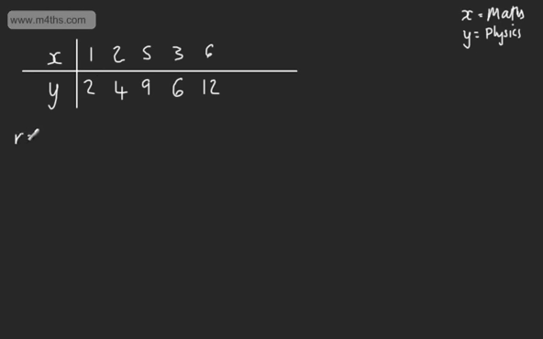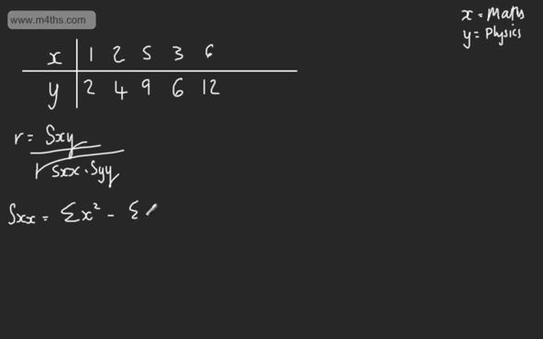So let's say r is going to be Sxy over the square root of Sxx multiplied by Syy. So let's calculate each of these. Now this is quite taxing, and I strongly suggest that you store the values on the calculator as you go. So let's first work out Sxx. This is going to be the sum of x squared minus the sum of x, squared, over n. Okay, so let's get some x squared terms: that'll be 1, 4, 25, then 9, and 36.